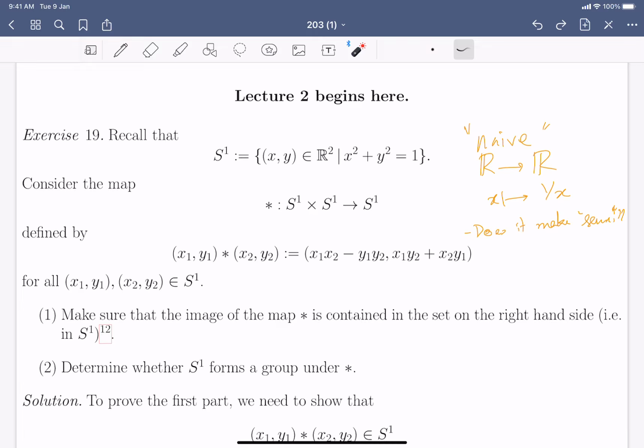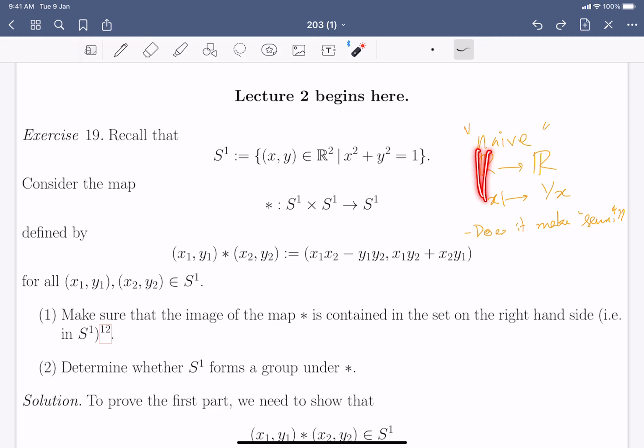So here, there is something that you need to do. For example, if you look at the map from R to R which sends x to 1 over x, you can consider some such map, naively at least. Then the immediate question that comes to mind is whether this map makes sense or not.